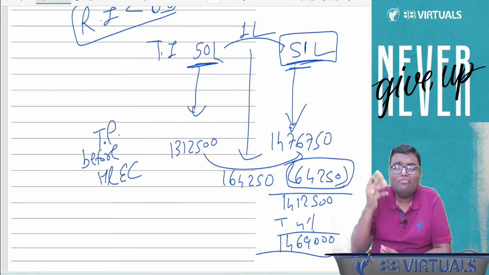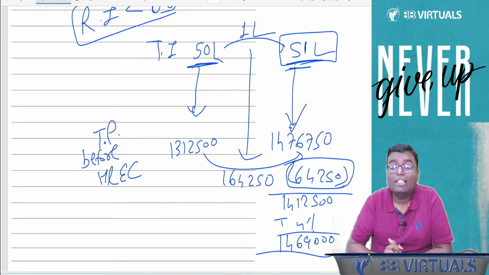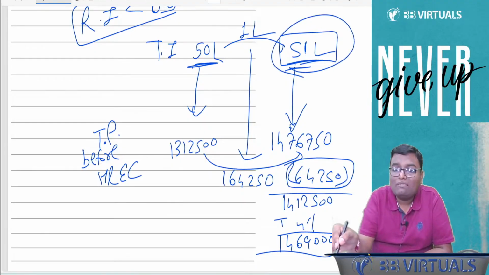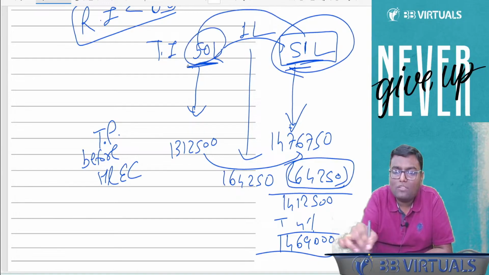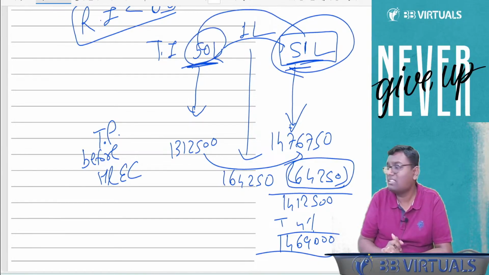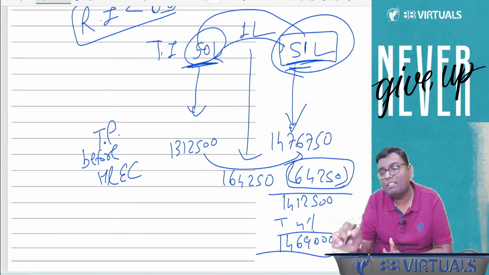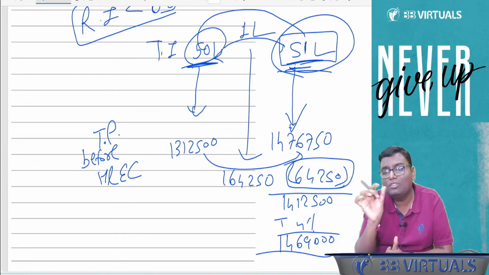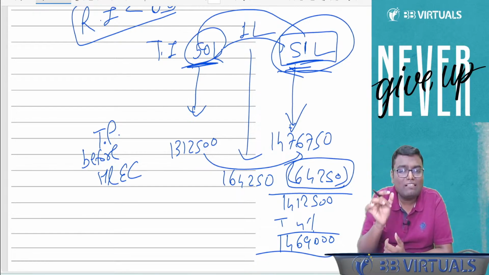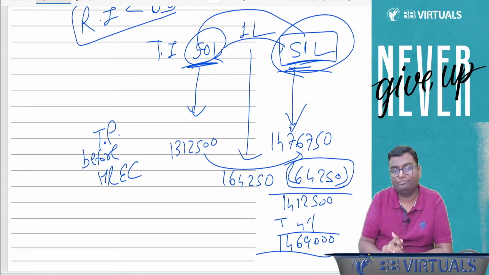Then exactly when will marginal relief come? If your total income is very near to the threshold of surcharge. Can I say here the threshold of the surcharge was 50 lakh and the total income is 51 lakh. Can I say it is very near to the threshold? And hence this kind of situation arises.